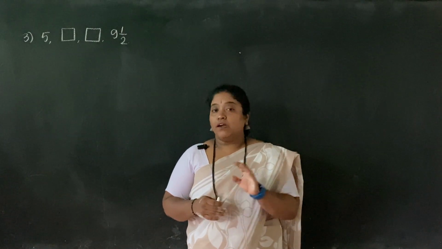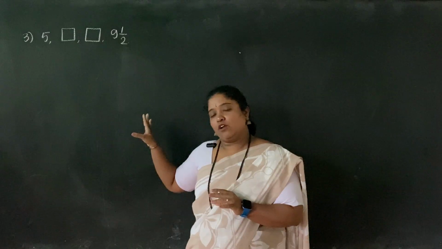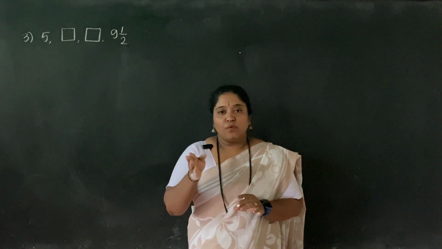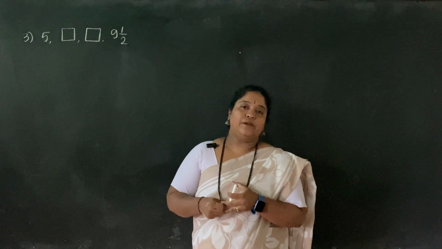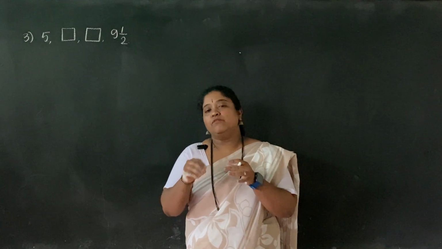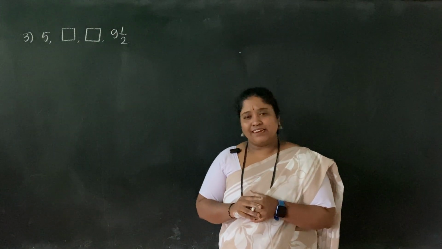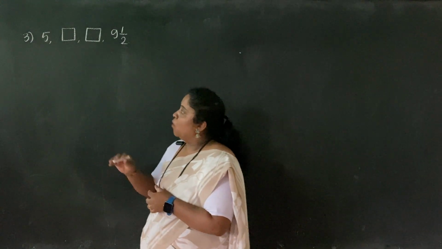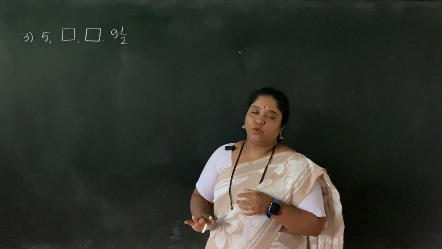Go watch them, understand the lesson carefully, because this question can be twisted a lot. So once you have a basic grip on the chapter, if you completely understand the chapter, then it becomes very easy for you to solve any type of question that they provide you. Understanding? Fine. Look at the board now. 5 comma dash comma dash comma 9 integer 1 by 2.